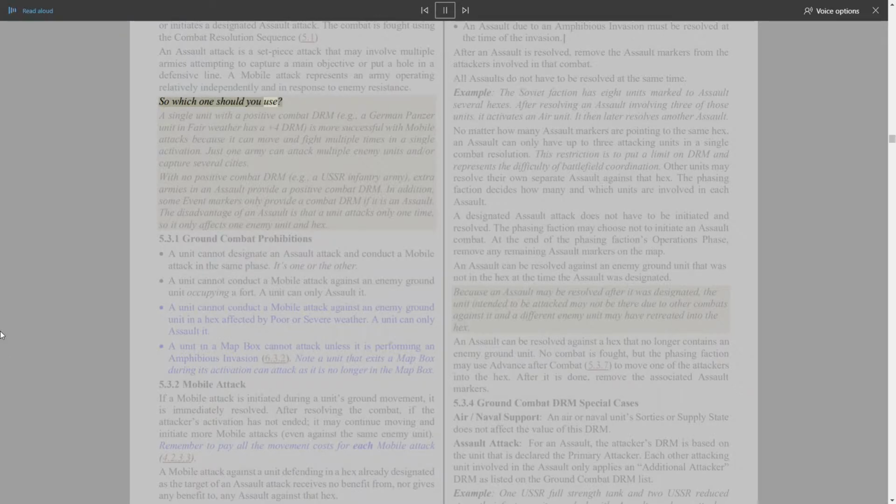So which one should you use? A single unit with a positive combat DM, for example, a German panzer unit in fair weather has a +4 DM, is more successful with mobile attacks because it can move and fight multiple times in a single activation. Just one army can attack multiple enemy units and/or capture several cities.